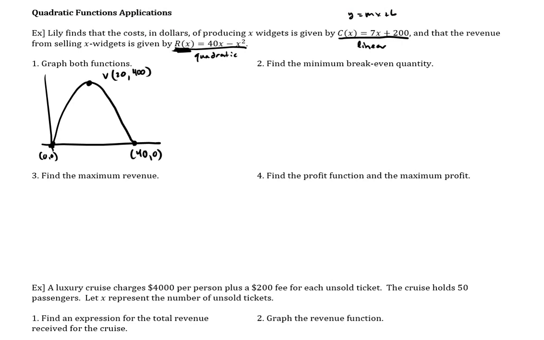So this is the quadratic function, and let me use a different color. My cost function, or my C of x, which is linear, was that line that went something like this through it. Okay, so there's the line. This was our C of x, just to mark it, and in the black was the R of x.